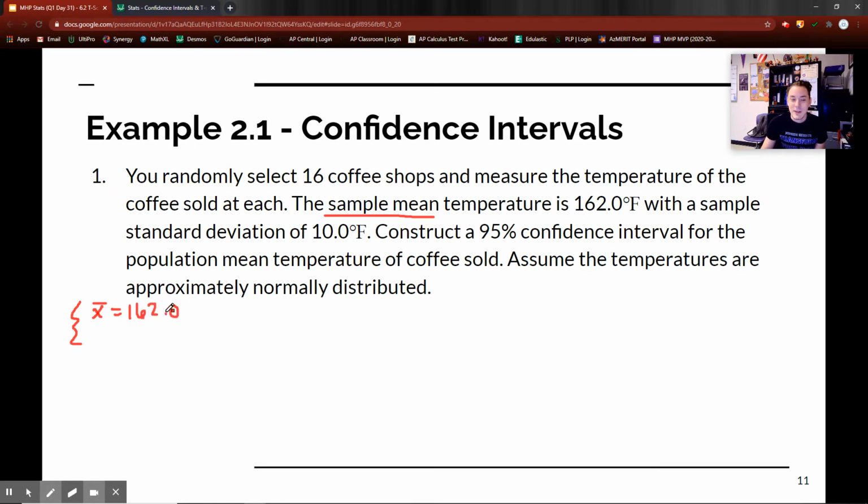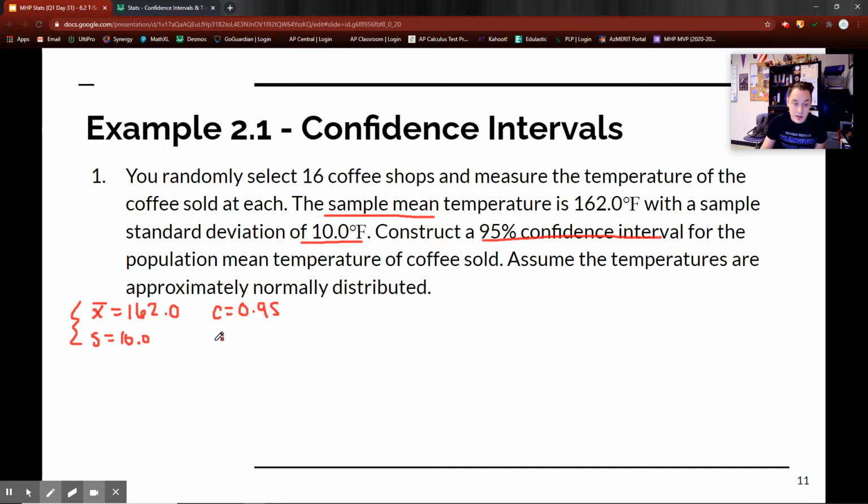With a sample standard deviation of 10.0 degrees Fahrenheit. They tell us we want to do a 95% confidence interval, so that means my confidence level is 0.95, for the population mean temperature of coffee sold. Now assume that the temperatures are approximately normally distributed, which is what we need.